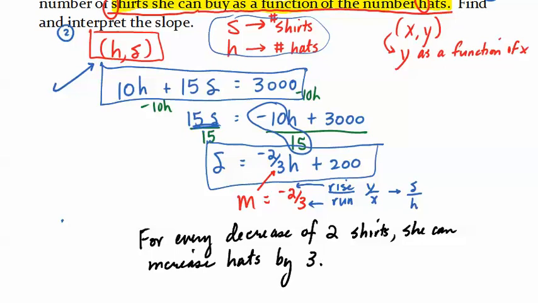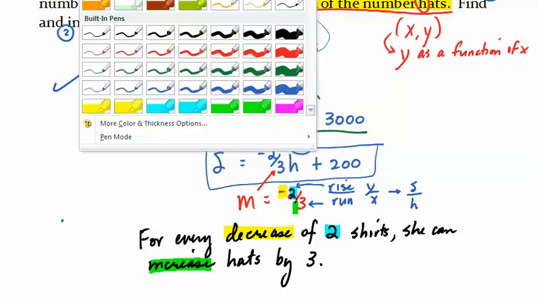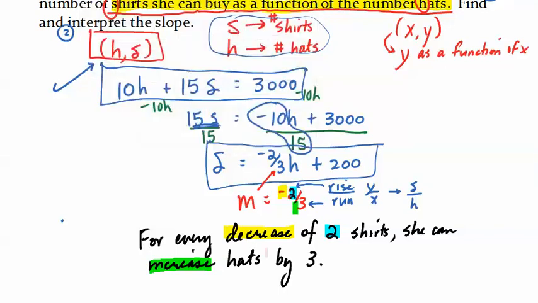That's what this means. There's the negative, that's the decrease. This is 2, there's the 2. And the fact that the 3 is positive, that's the increase. And then lastly, there's the 3 and there's the 3.